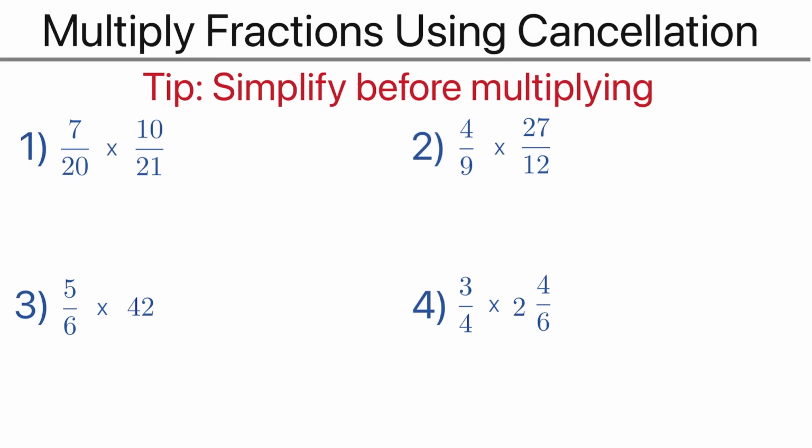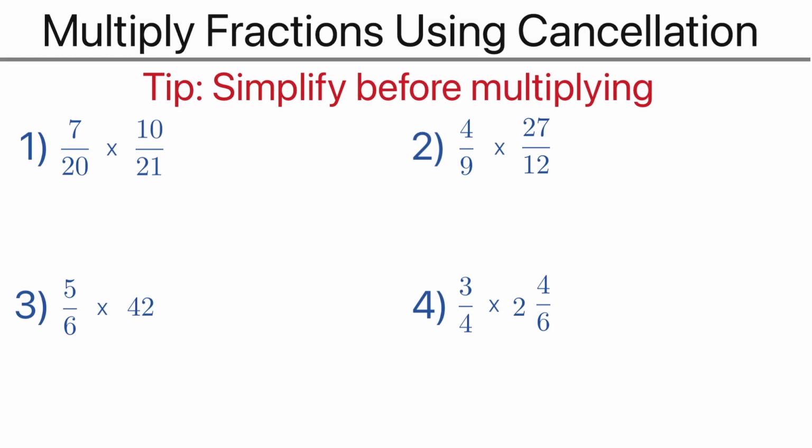In this video, I'll be going over how to multiply fractions using cancellation. The tip here is to simplify before multiplying. Below are 4 examples, and I'll be going over each one. For the first example, we have 7 over 20 times 10 over 21.